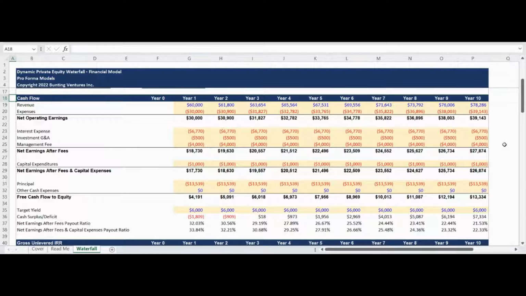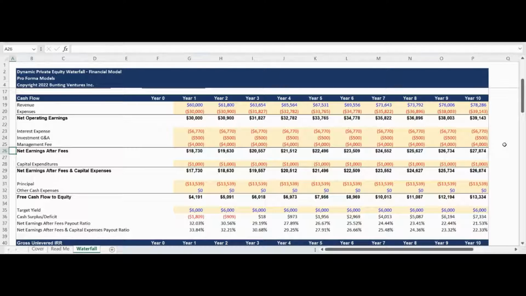The cash flow section begins with inputs for annual revenues and expenses to calculate the net operating earnings. Following net operating earnings, the net earnings after fees is calculated by deducting interest expense, investment general and administrative expenses, as well as investment management fees. The annual capital expenses are then deducted to calculate the net earnings after fees and capital expenses. The cash flow statement concludes by deducting debt principal payments and any other miscellaneous cash expenses to determine the bottom line free cash flow to equity.